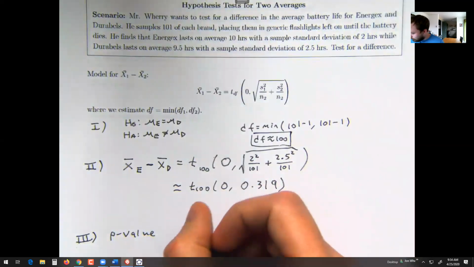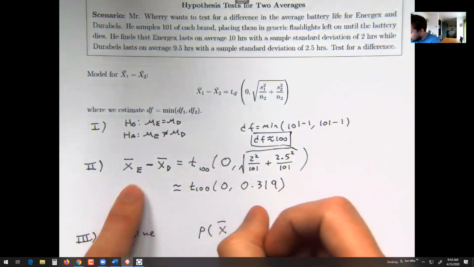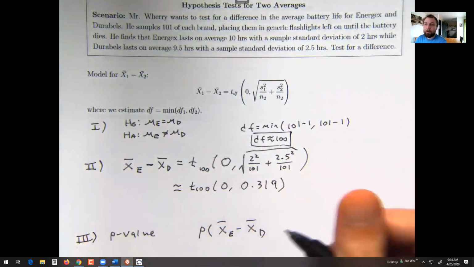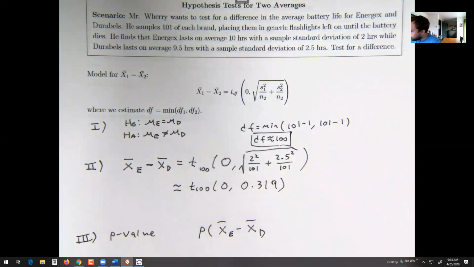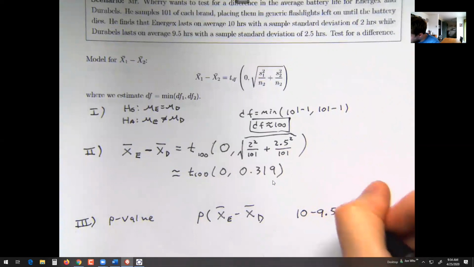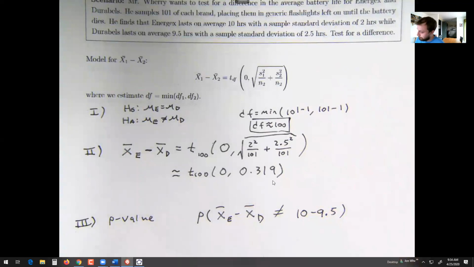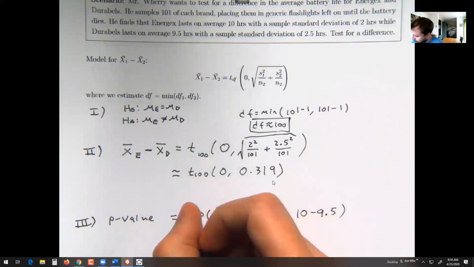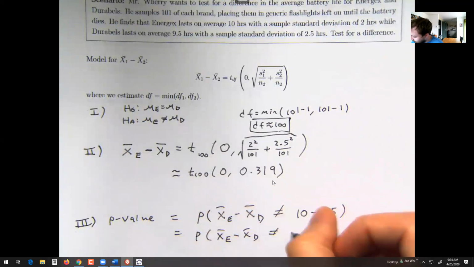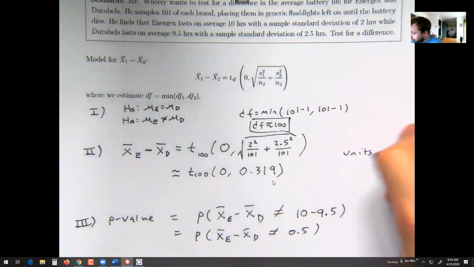My p-value, this is the likelihood of my sample data, and I'm doing E minus D. I made this choice. I could have easily done the other way. It would be okay, but I just have to be consistent. So E brand had an average of 10. D brand had an average of 9.5. I'm testing for a difference, so I'm going to have a two-tailed test here. So I'm testing to see if it's different than 0.5. Units for this whole problem are hours.